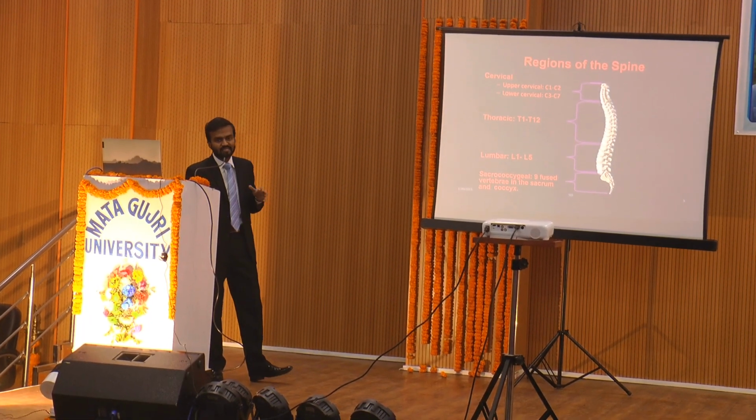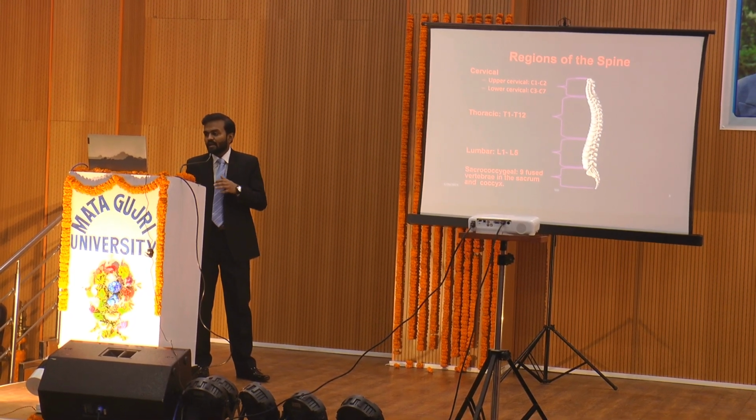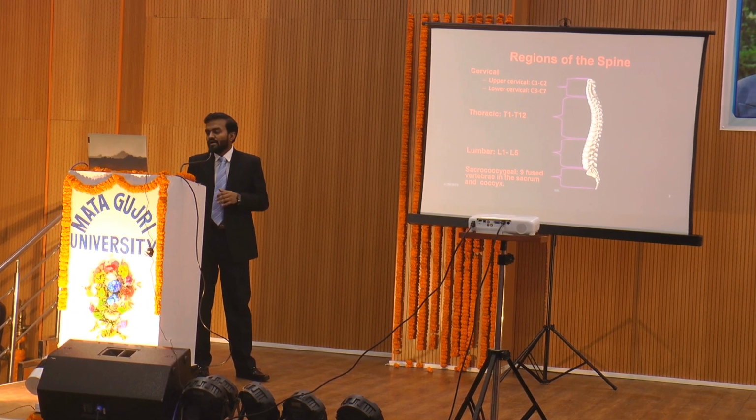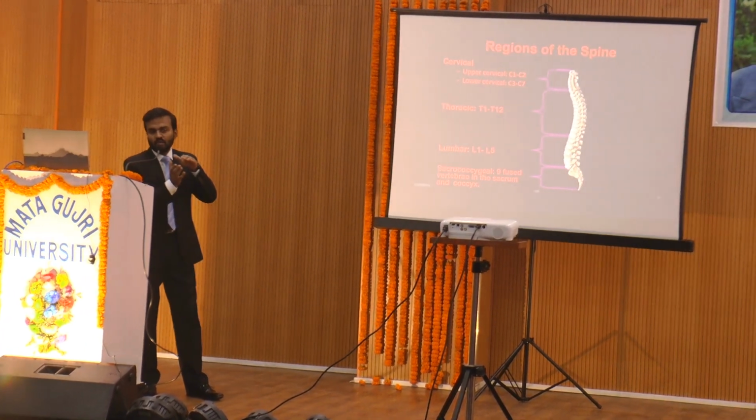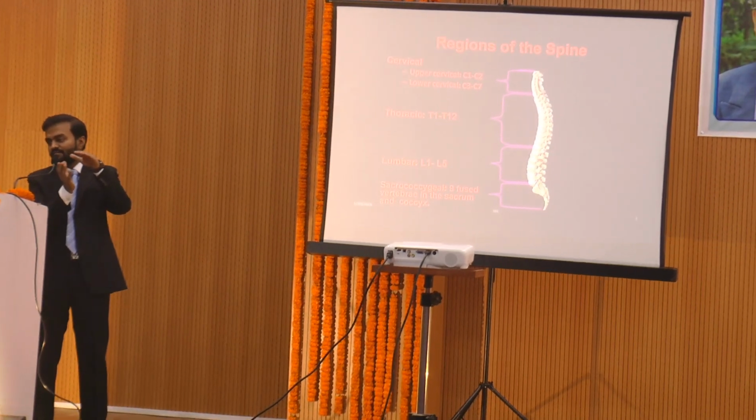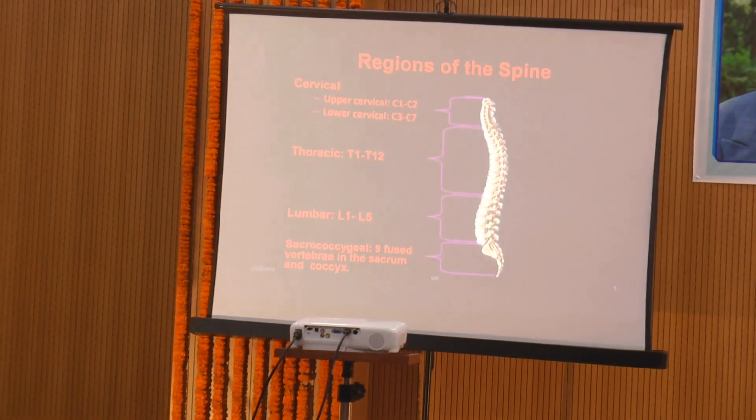We are very blessed. My talk is a very basic talk. I am going to talk about the general schematic of the spine: C1, C2, and lower cervical, which is C3 to C7, thoracic, lumbar L1 to L5, and sacrococcygeal. Now, these are the fused vertebrae. In total, the 5 sacral vertebrae are fused together and the 4 coccygeal.